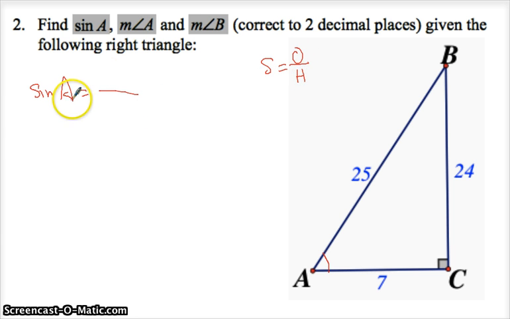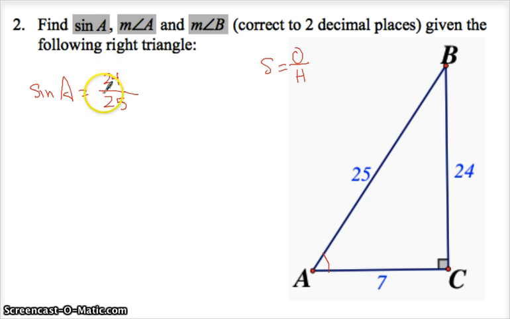So opposite here, what's opposite to A? Okay, opposite to A, oh, that's 24. And what's the hypotenuse? Don't think about angle A anymore, just hypotenuse is hypotenuse, that's 25. I guess I'm kind of done here. Find sine of A, I found sine of A, it's 24 over 25.